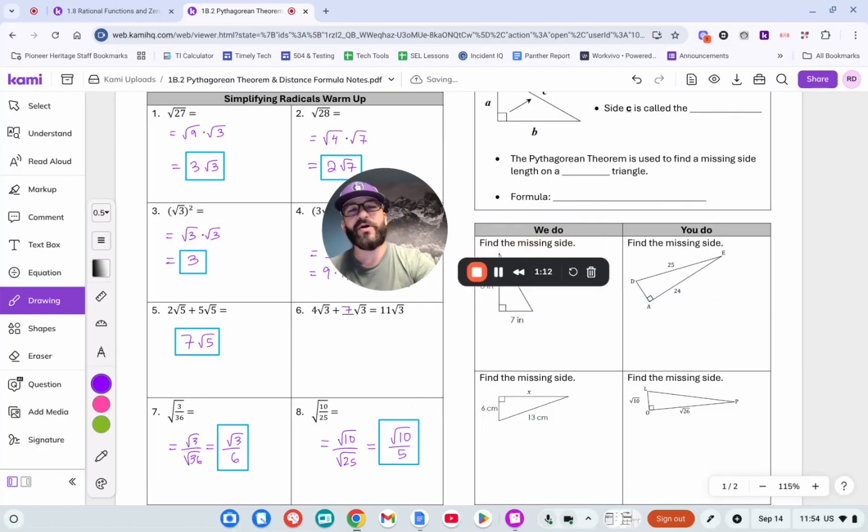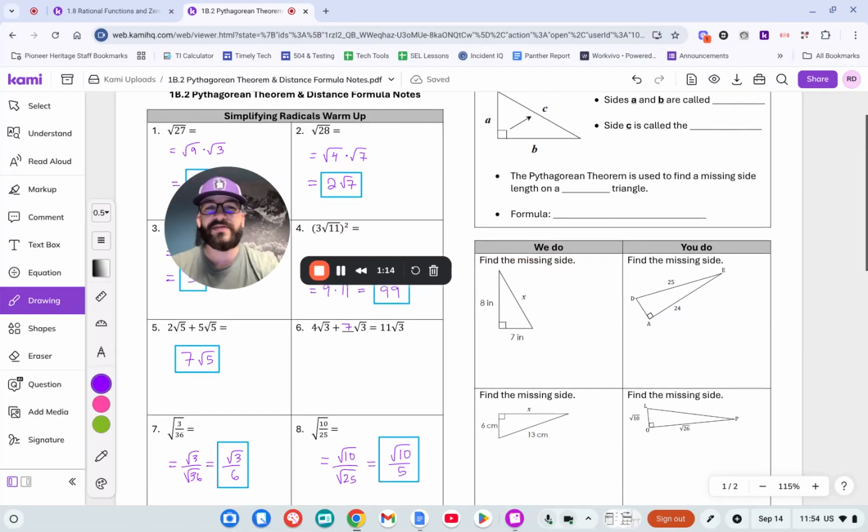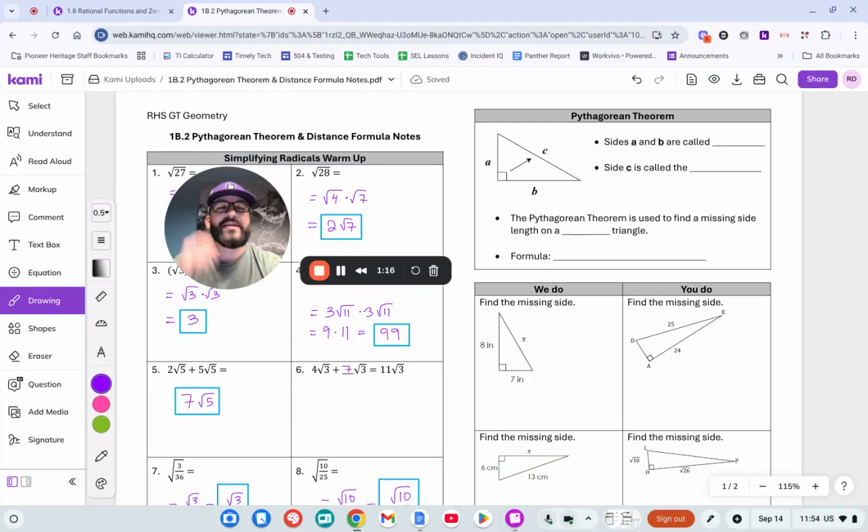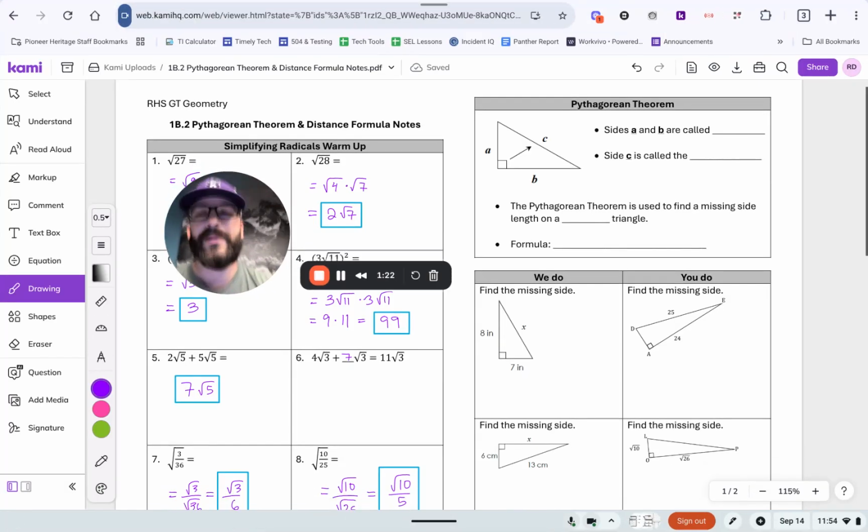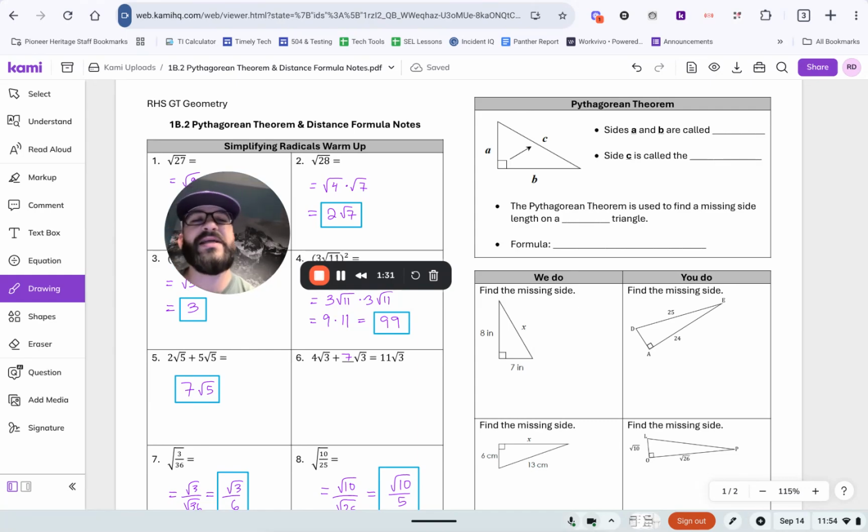All right, now that we're all good on our radicals, because we're going to be using them today, let's talk about the Pythagorean theorem. So the Pythagorean theorem has to do with right triangles, and specifically the sides of right triangles. So our right triangles are any triangles with that 90-degree angle, and those sides of our right triangle are called the legs. And side C, that longest side of our right triangle, is called our hypotenuse.